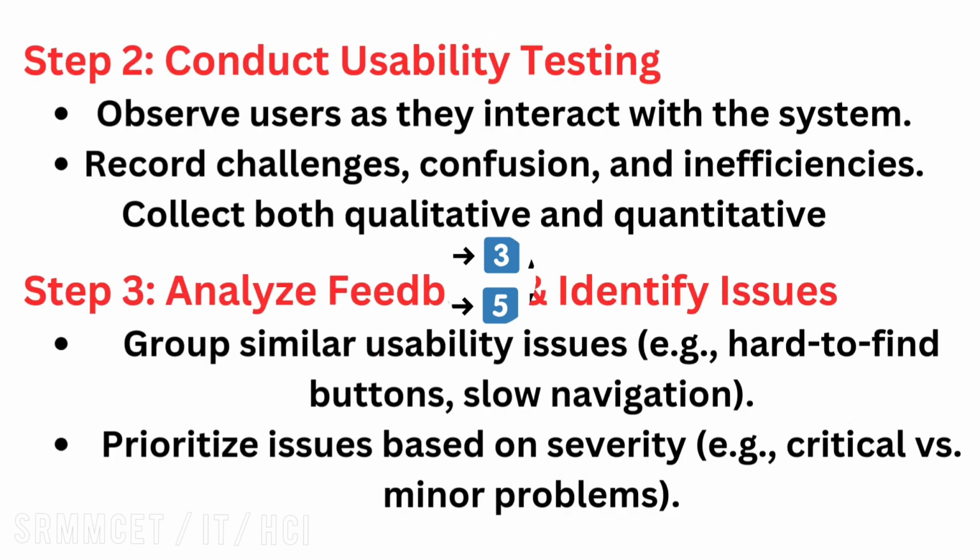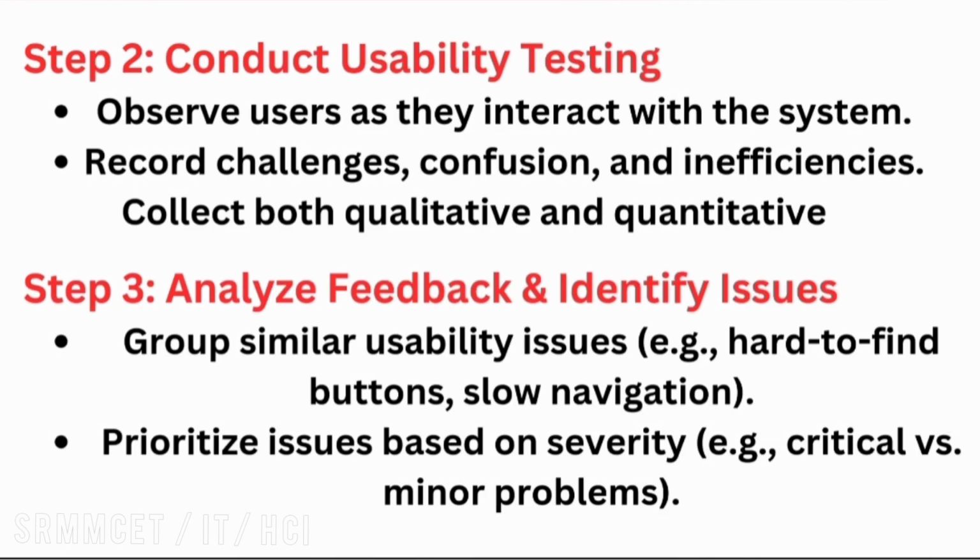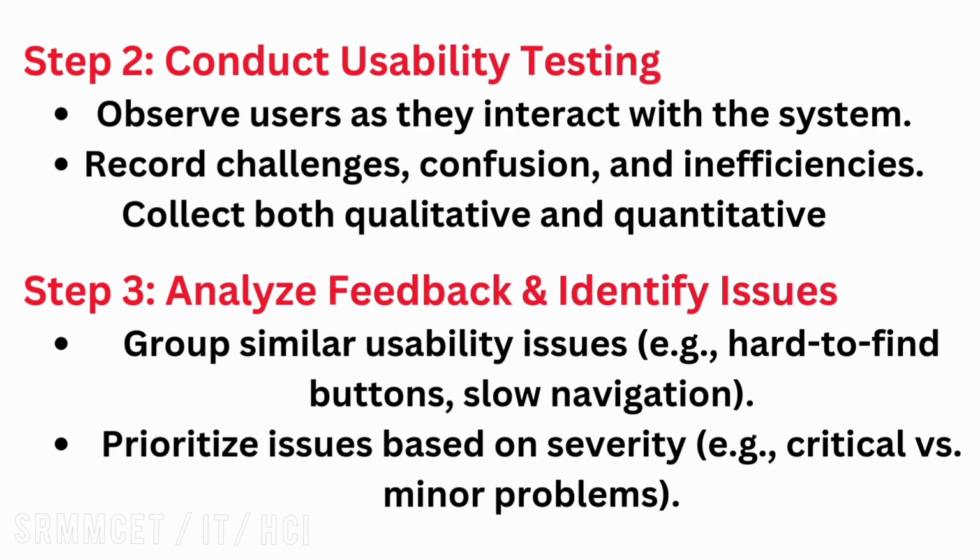Here, the fifth process is repeat, so we are going to do the same four steps again and again. So, step 2, conduct usability testing. Observe users as they interact with the system, record challenges, confusions, and inefficiencies, collect both qualitative and quantitative reviews. Step 3, analyze feedback and identify issues. Group similar usability issues. Prioritize issues based on severity. Example, critical versus minor problems.